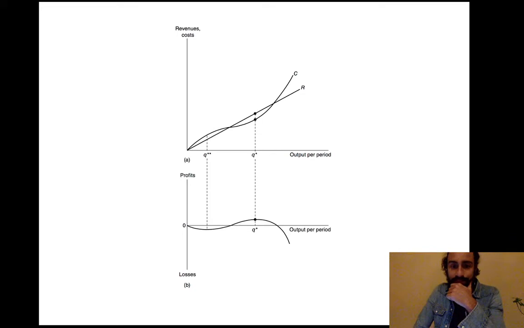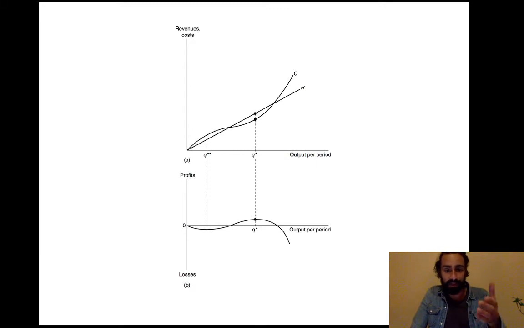So the slope of these two lines is the same, and these two lines will be parallel. And you can see that this happens twice in this particular graph, once at Q double star and once at Q star. We have two points in which the marginal cost is equal to the marginal revenue. Now, this is a first order condition, so at one point we're going to be solving for the profit minimizing vector, and at the other one we're going to be solving for the profit maximizing vector, right?